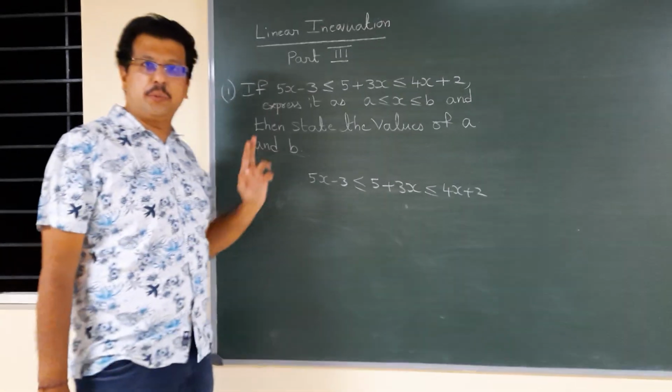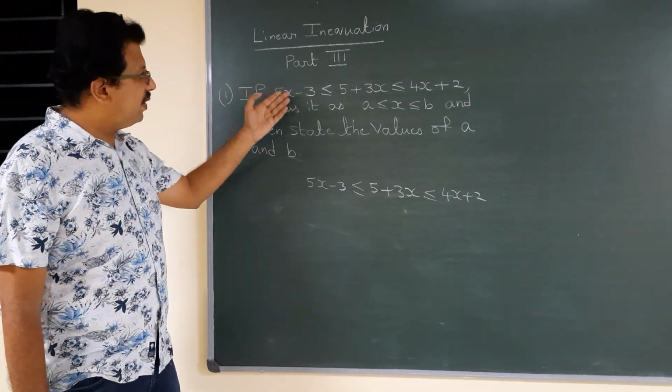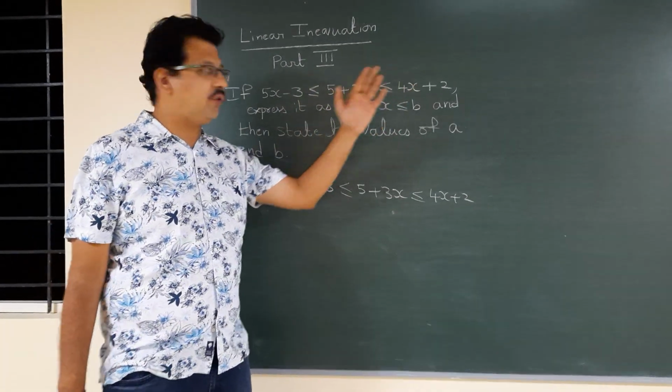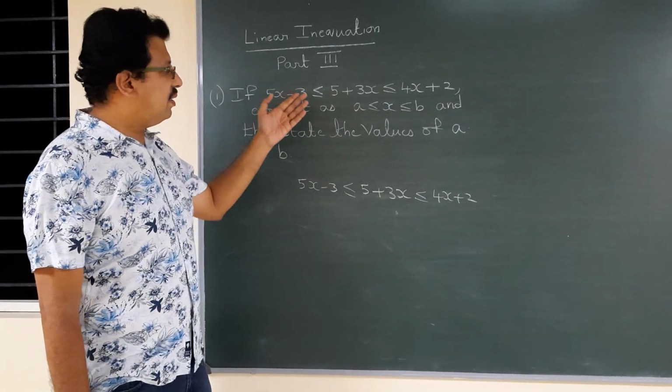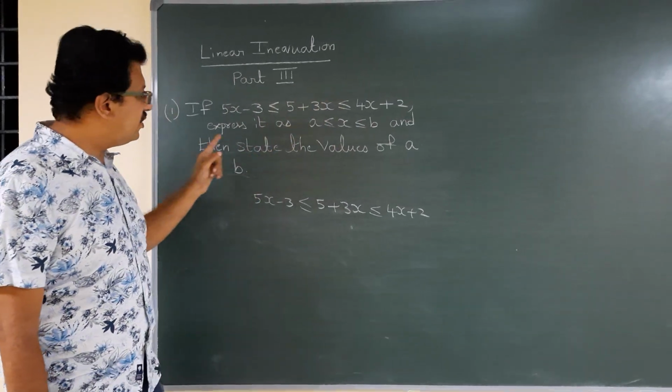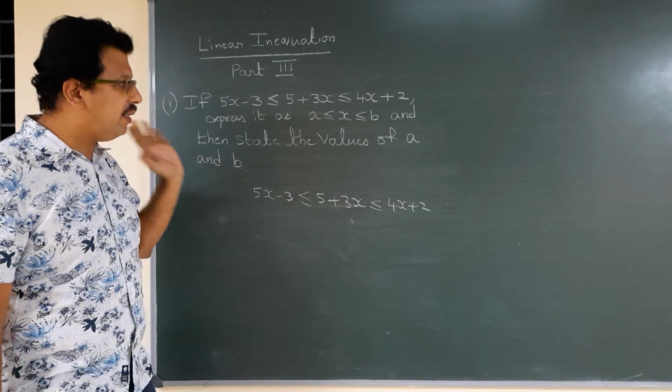So the next problem is: if 5x minus 3 is less than or equal to 5 plus 3x, which is less than or equal to 4x plus 2, express it as a less than or equal to x less than or equal to b, and then state the values of a and b.